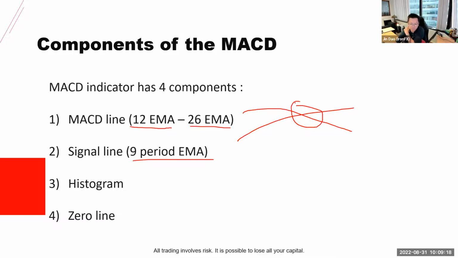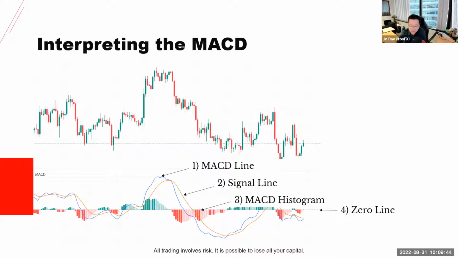Between the MACD line and the signal line, you get the histogram, right? The histogram are bar charts. I'll show you this in terms of the charts as well, my drawing is terrible. And then the zero line. Okay, the zero line. So four key components to pay attention to when you're looking to apply the MACD to your trading strategy. How it looks like.